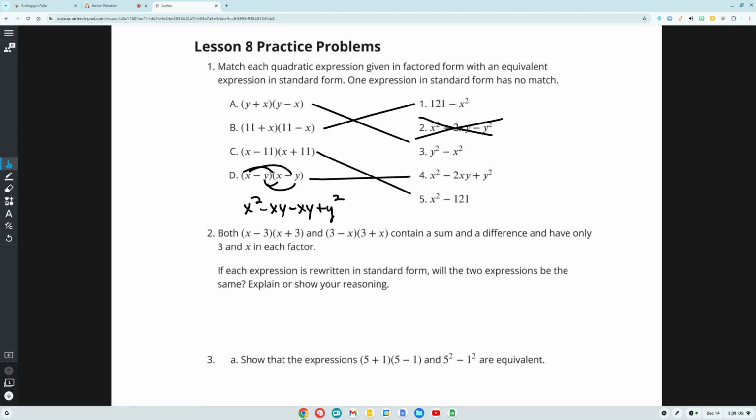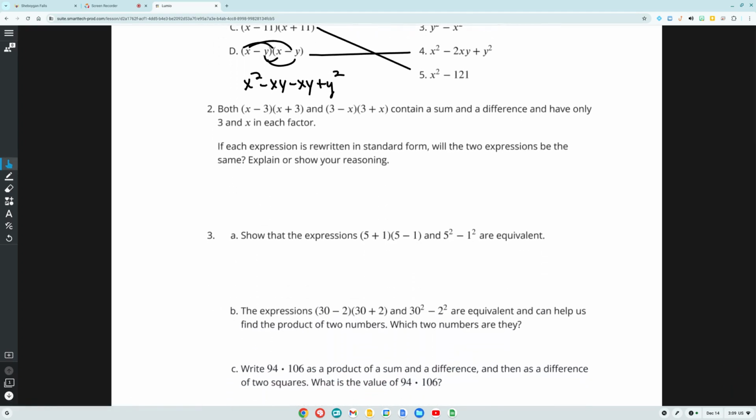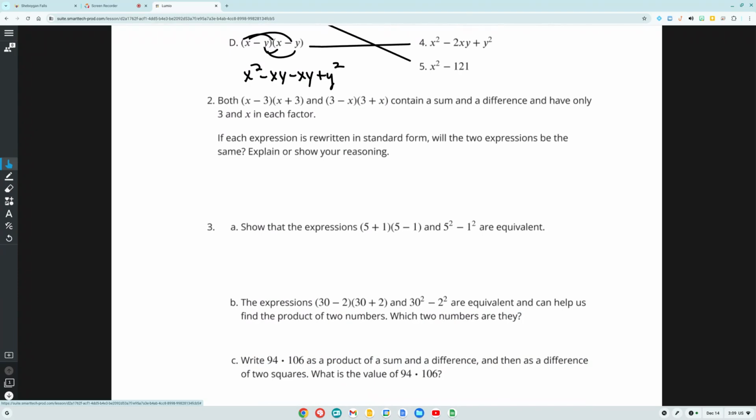Number 2 says both x minus 3 times x plus 3 and 3 minus x times 3 plus x contain a sum or difference and have only 3 and x in each factor. They're both conjugates. And each expression is rewritten in standard form. Will the two expressions be the same? No.